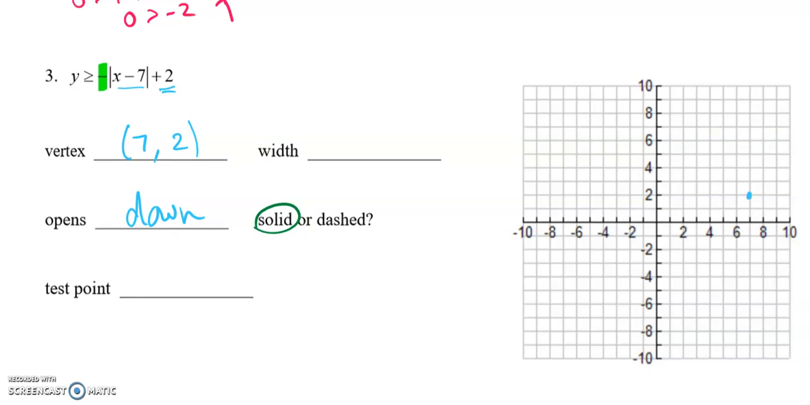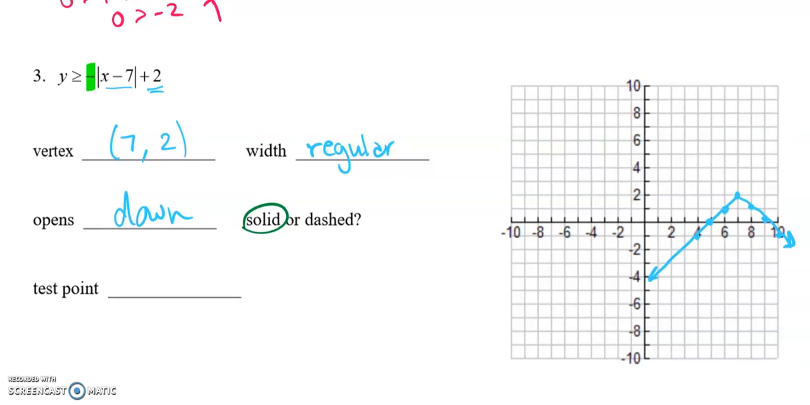I'm opening down. What's my slope? I don't have a B. I don't have an A. So my width is going to be regular. My slope is going to be 1 and negative 1. So plot a few of those points. I'm going to connect it with a solid line. I already decided that. So I'm going to pick a test point.